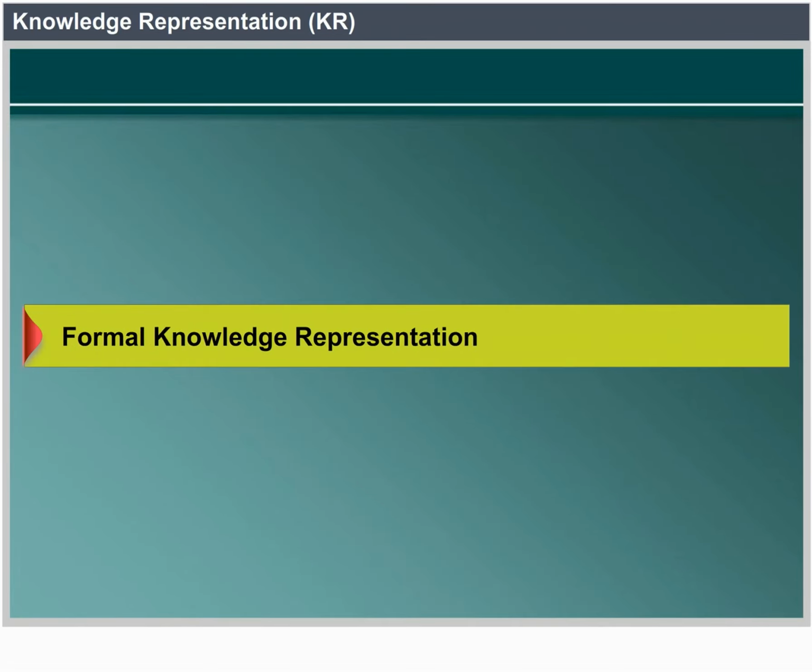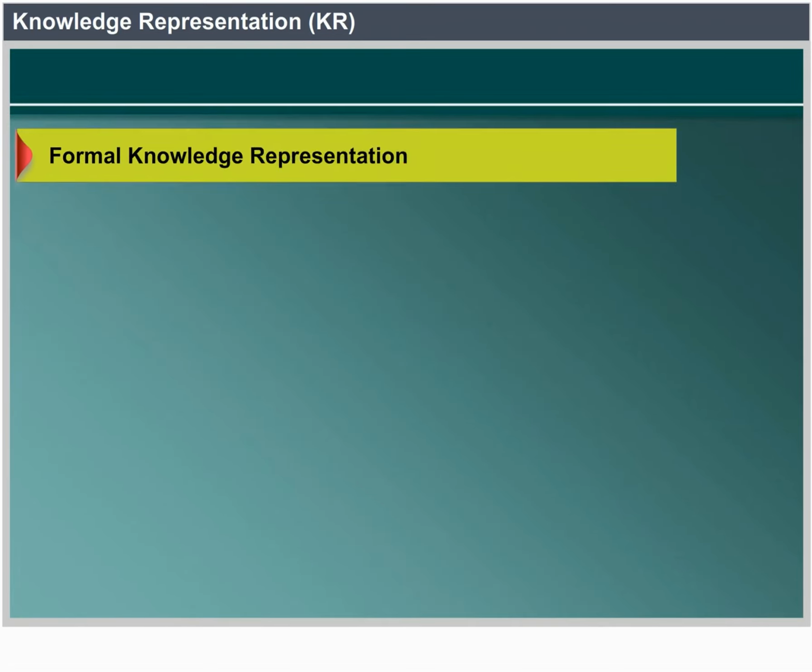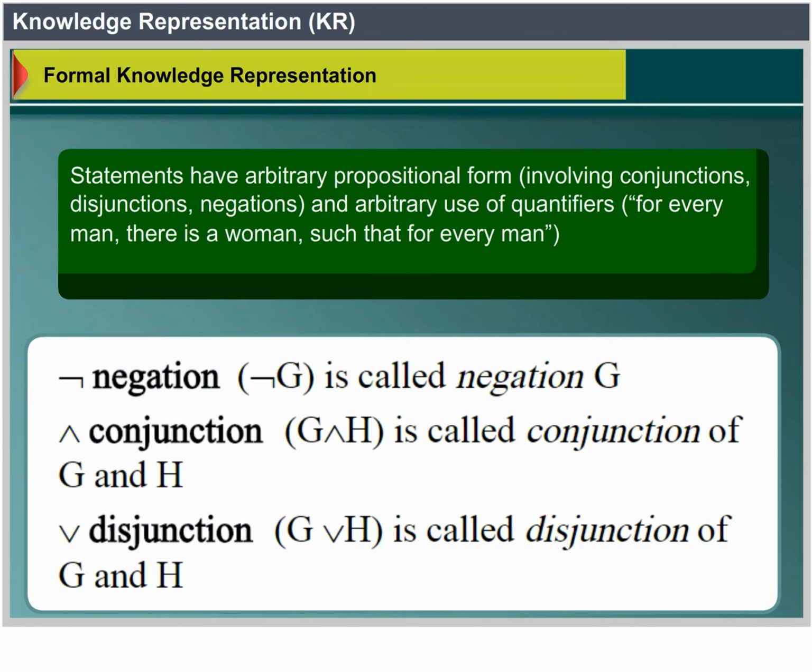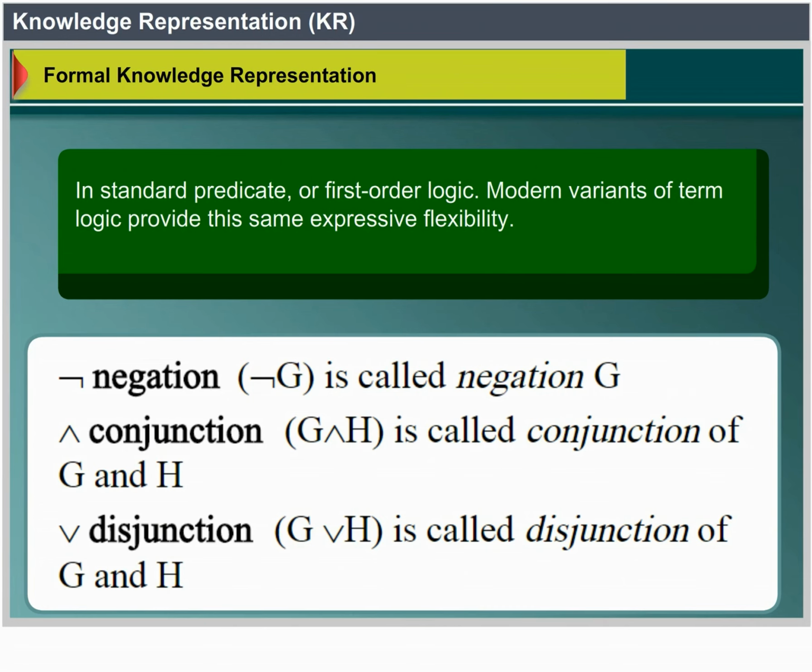Formal knowledge representation. Statements have arbitrary propositional form involving conjunctions, disjunctions, negations, and arbitrary use of quantifiers. For every man there is a woman, such that for every man. In standard predicate or first-order logic, modern variants of term logic provide the same expressive flexibility.